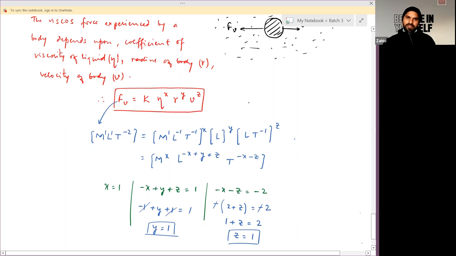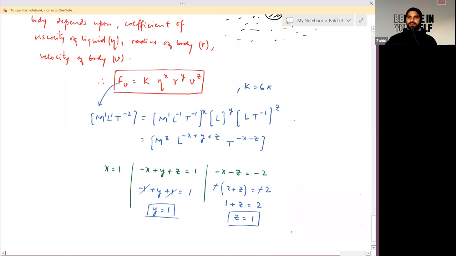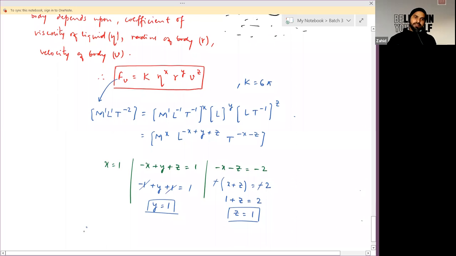Now put the value of k as 6 pi in this expression, which is calculated experimentally. So you can write viscous force equals 6 pi eta to the power 1, r to the power 1, and velocity to the power 1. So this will be your expression for the viscous force experienced by any object moving in a viscous medium.